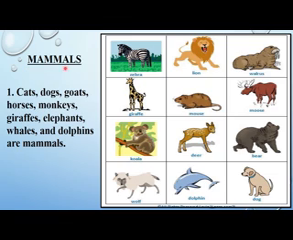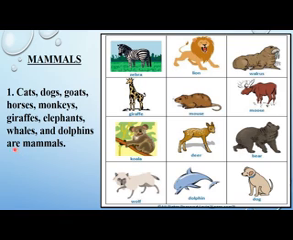Now we have the last group of vertebrates, which are mammals. Mammals, the last group of vertebrates: cats, dogs, goats, horses, monkeys, giraffes, elephants, whales, dolphins. All these are mammals. A few more examples are here: zebra, lion, walrus, mouse, giraffe, koala, deer, bear, dog, dolphin, wolf. All these animals are mammals.